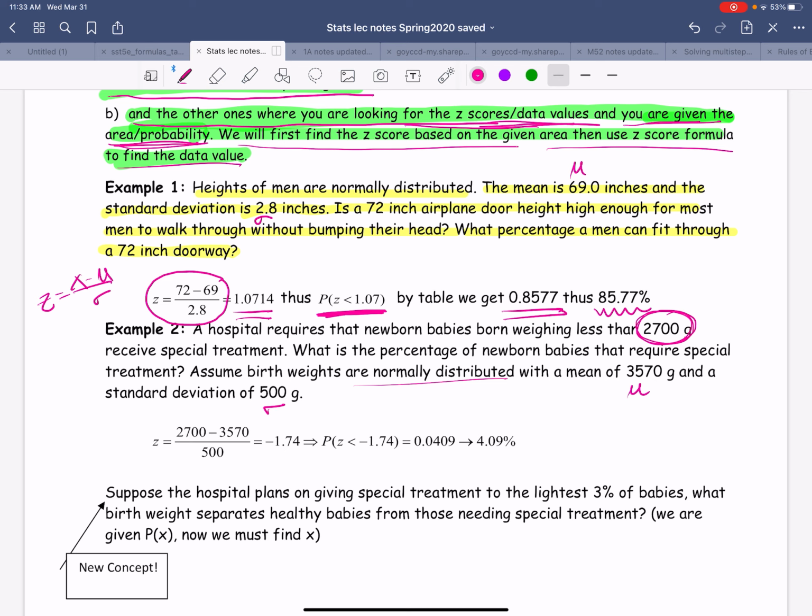So let's go ahead and find the z-score for 2,700, which will be the data value. Z-score is data value minus mean divided by standard deviation. It turns out to be negative. Negative means this is below average. We've talked about how z-score 0 is for the mean. Any value that has a positive z-score is above your mean, and any value that has a negative z-score is below your mean. Okay, so z is less than negative 1.74. We're looking for the area to the left of negative 1.74.